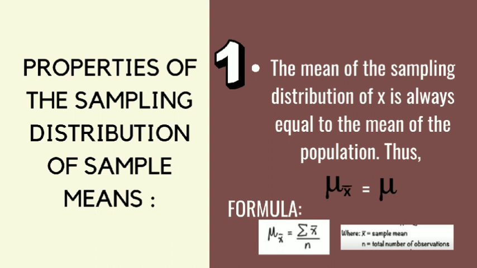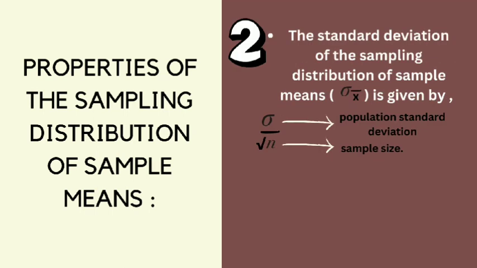So first, we have the mean of the sampling distribution of X bar is always equal to the mean of the population. Thus, mu sub X bar is equal to mu. So the formula for getting the mean of the sampling distribution is equal to the summation of X bar over N, where the X bar represents the sample mean and the N is the total number of observations. And the second property of the sampling distribution of the sample mean is the standard deviation.